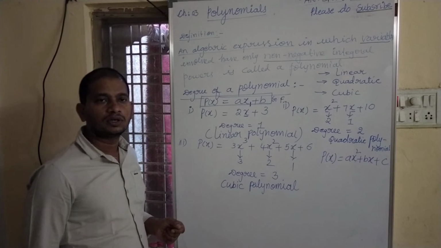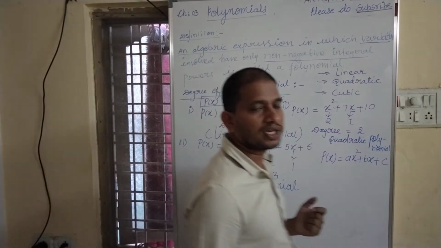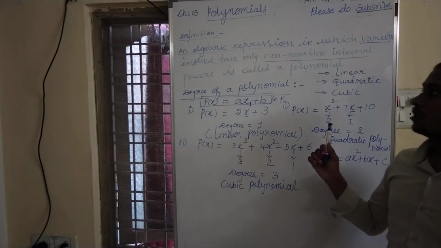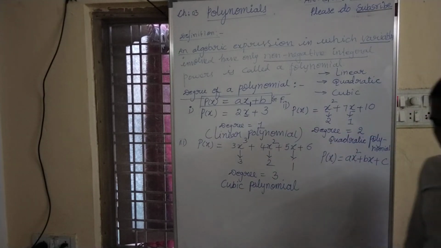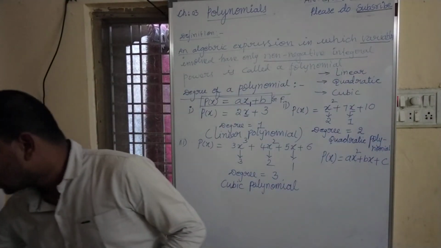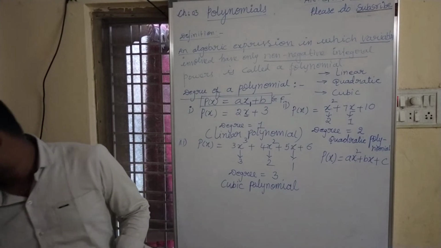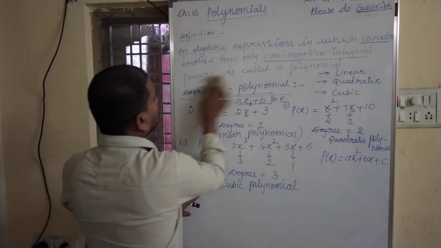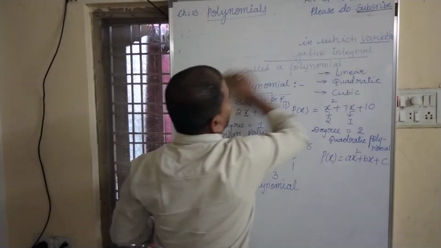Cubic polynomial. Okay, this is our basic introduction about polynomials. And then we have to know about the zeros of the polynomial, the value of a given polynomial. Let me explain.